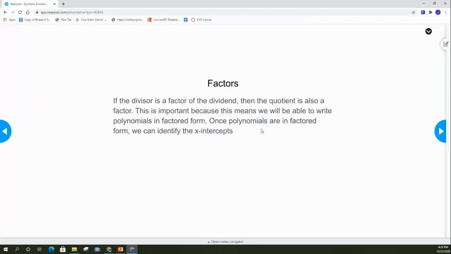All right, factors. If the divisor is a factor of the dividend, then the quotient is also a factor. Like in the last example, k cubed plus 3 was a factor. This is important because this means we will be able to write polynomials in factored form, and once polynomials are in factored form, we can identify the x-intercepts.